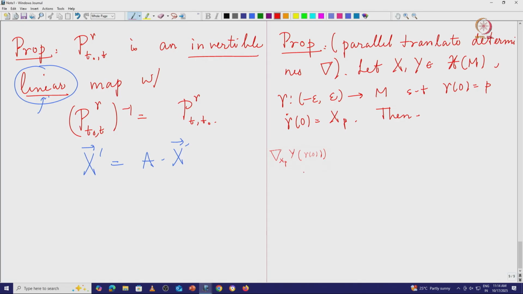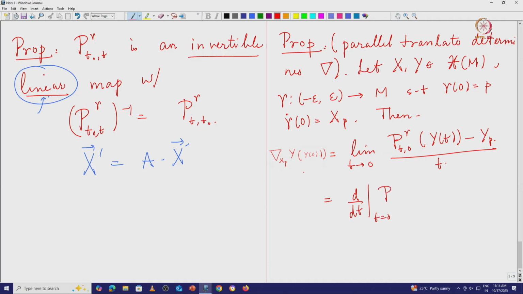This looks very similar to the formula of the derivative that we study in a first course on calculus. So this is the limit as t approaches 0 of: you parallel transport your vector from t to 0, minus Y_p, divided by t. So in other words, this is simply the derivative at t equals 0 of the parallel transport map.